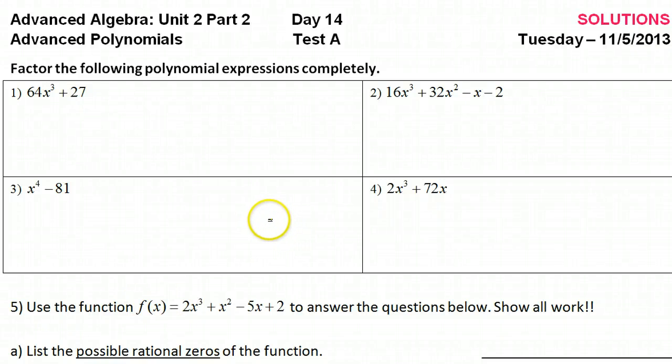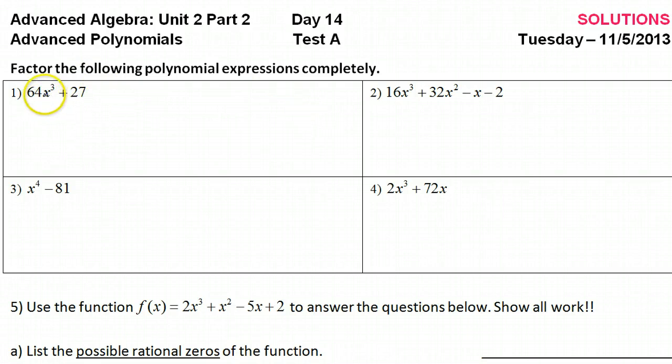Alright, this is a video of our test on advanced polynomials. We're going to factor, we're going to find zeros, look at graphs, all that good stuff. But let's start with factoring.